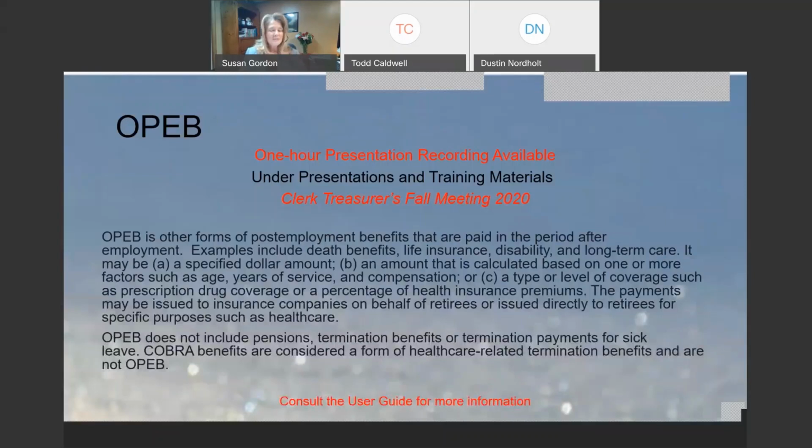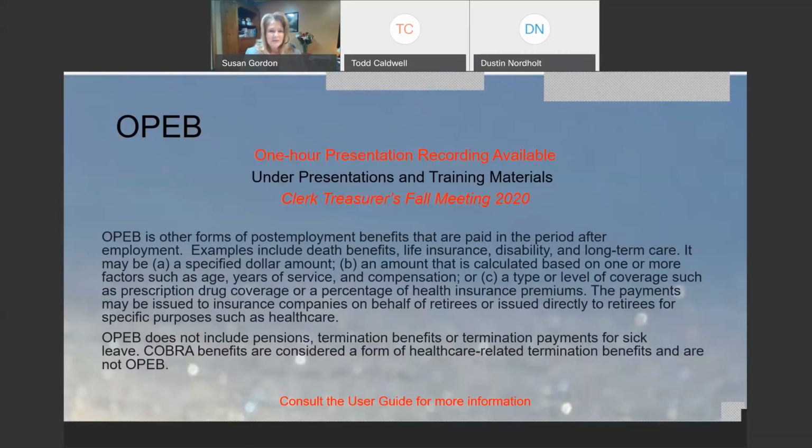Now OPEB, surprisingly, we haven't had too many questions on OPEB this year. We're kind of happy about that because last year there were a lot of questions on OPEB. We do have a 1-hour presentation recording available on this subject and how to complete the schedule and what OPEB is. That's under presentation and training materials from the Clerk Treasurer's Fall Meeting of 2020. So if you have questions about OPEB, we would encourage you to review that video.